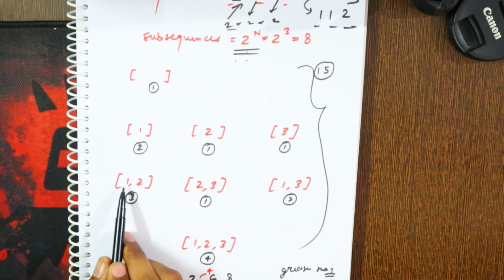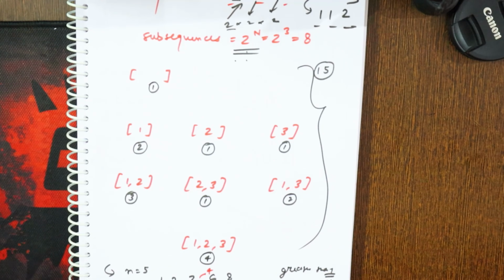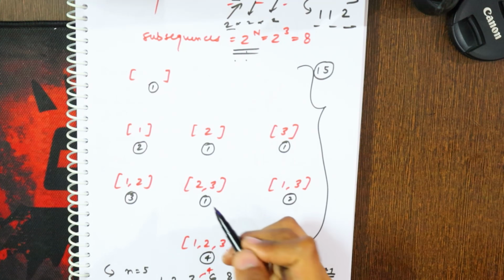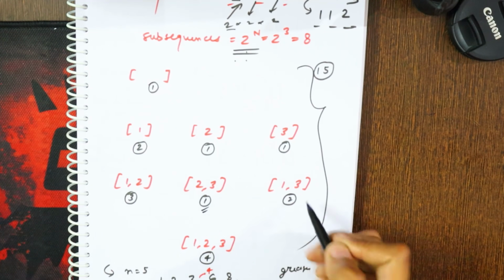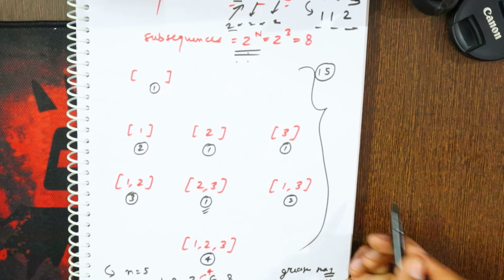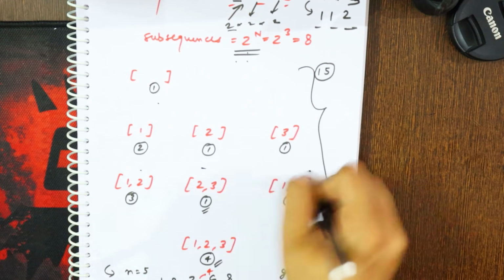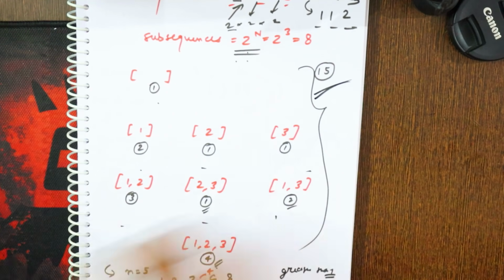For 1, 2, because 1 and 2 are already present, the minimum value we can have is 3. For 2, 3, as 1 is not present, we mark it as 1. For 1, 3, as 2 is not present, because 2 is the minimum number not available in this sequence, it is 2. And for the full sequence, the minimum number which is not available is 4. We add all these values, and thus we get the answer 15. So this is what I explained in this problem.